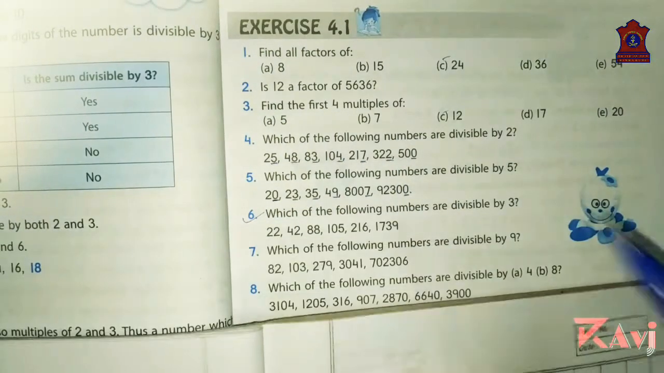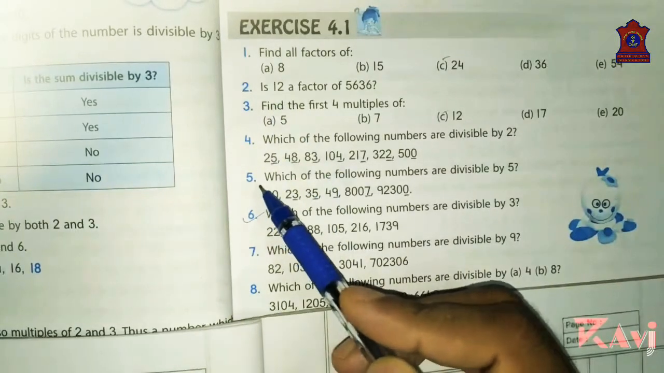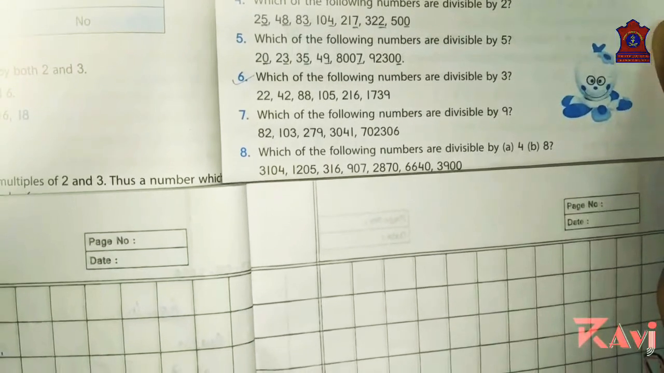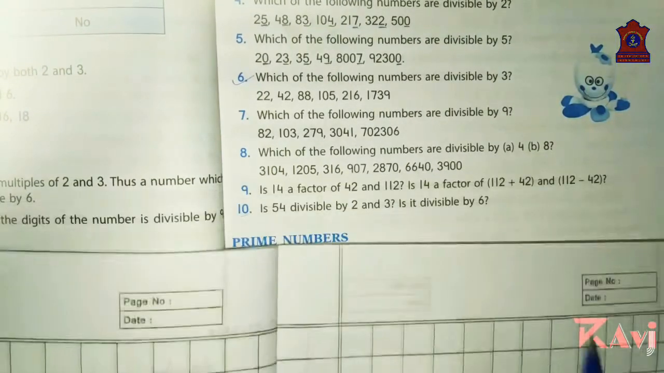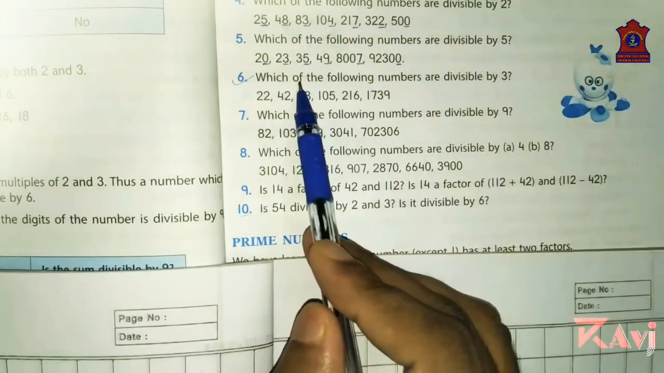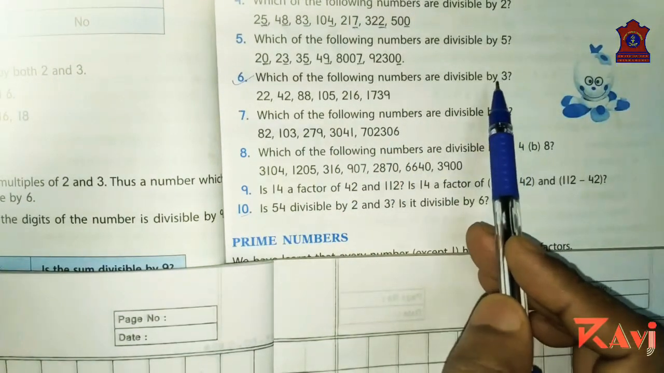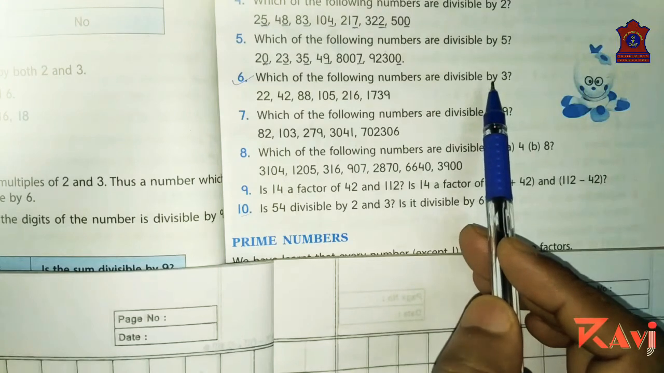Yesterday we completed up to question number 5 and we are going to start with question number 6 today. Look at question number 6. Which of the following numbers are divisible by 3? So here we will be using the divisibility test of 3.